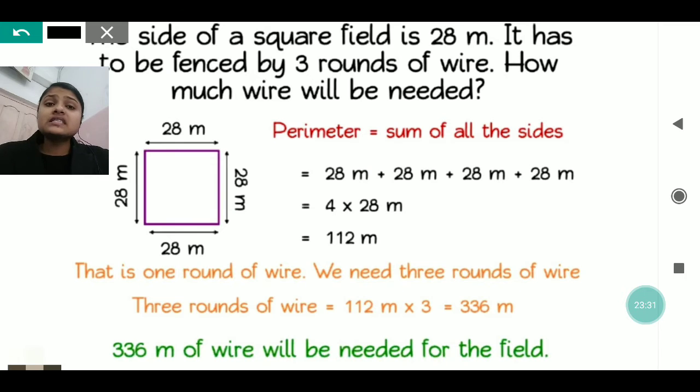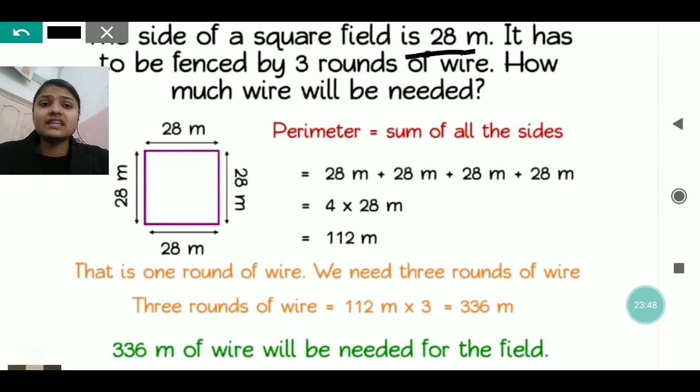See this one. The side of a square field is 28 meters. It has to be fenced by 3 rounds of wire. We have to fence it by 3 rounds of wire. How much wire will be needed? First of all, try to understand the question.